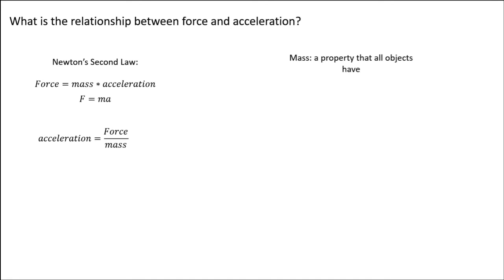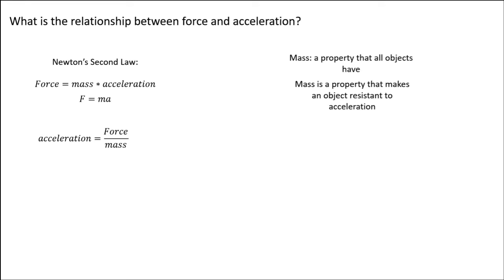Mass is a property that all objects have. The most helpful way of thinking about mass is seen from this formula. The larger the mass, the smaller the acceleration. So, the more mass an object has, the more difficult it is to make it accelerate. So you could say that mass resists acceleration.